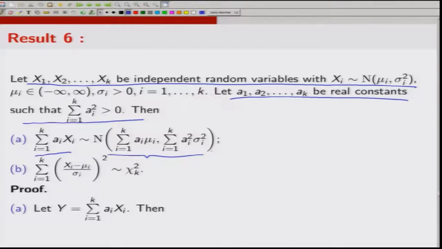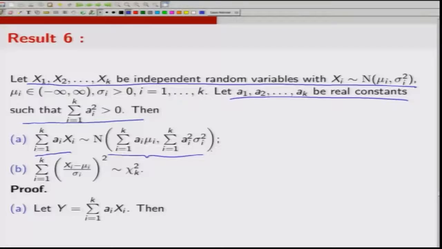So that means a linear combination of independent normals is again normal. Now once it is normal, I know its parameters are its mean and variance. So the first parameter, the mean, would be nothing but the summation of ai times the mean of Xi, which is ai mu_i. What would be the variance of summation ai Xi? Because they are independent, it should be the same as the summation of ai squared times the variance of Xi, which is this quantity.